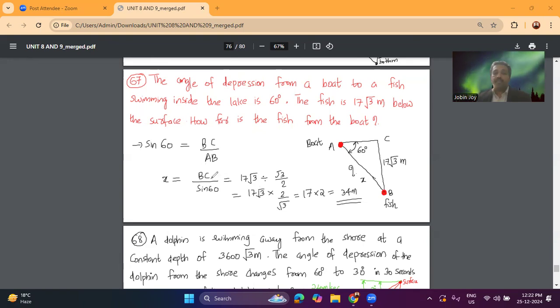So X is equal to BC divided by sine 60. BC is 17 root 3, divided by sine 60, which is root 3 by 2. Take the reciprocal: 17 root 3 into 2 by root 3. Root 3 cancels. 17 into 2, 34 meter. So the distance between the fish and the boat is 34 meter.